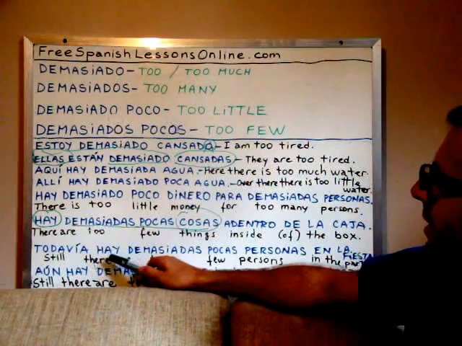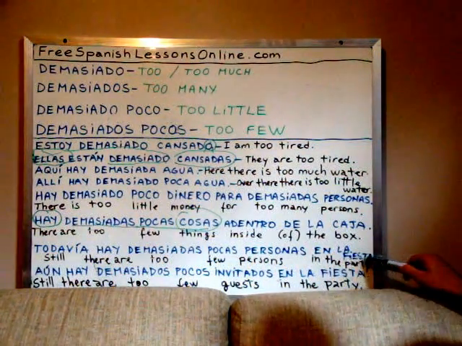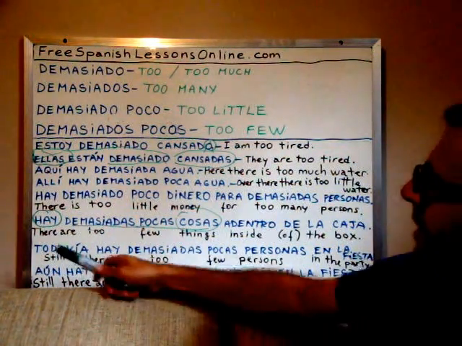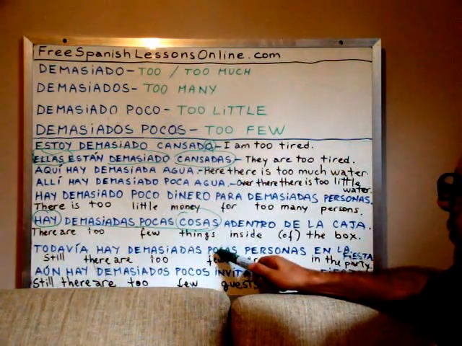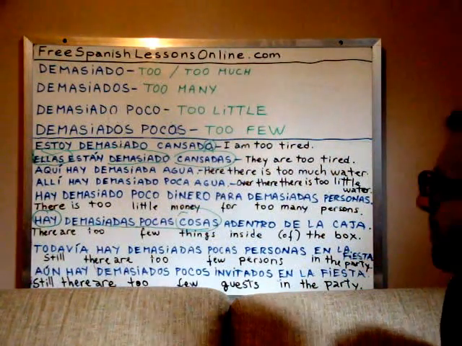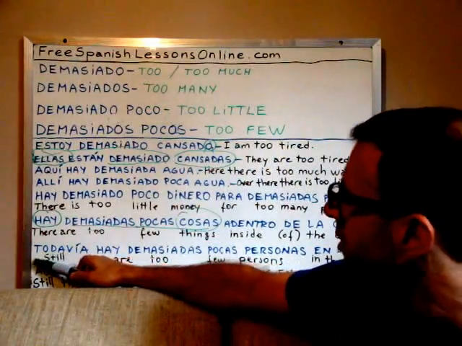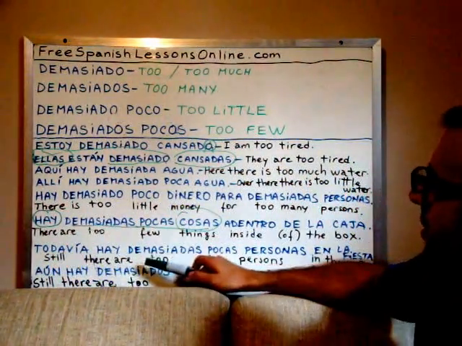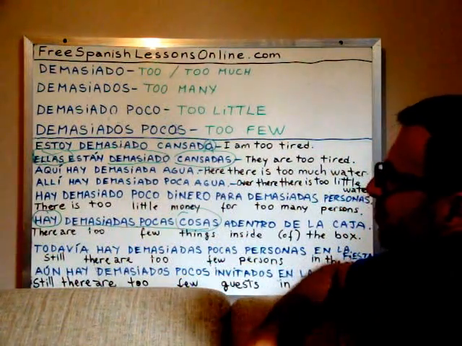Todavía hay demasiadas pocas personas en la fiesta. Still, there are too few persons in the party. Okay? So todavía means still. I know the structure here in English is not correct, right? There are still too few, that would be the right thing, but here it's a word by word translation.